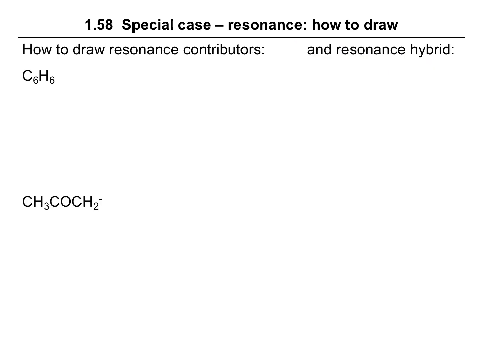Let's look at a few more examples of how to draw resonance contributors and the resonance hybrid. So our next compound here, C6H6, this is called benzene. This exists as a 6-membered ring, and we can draw this with alternating single bond, double bond. Each carbon is connected to a hydrogen, and each carbon is sp2 hybridized, which then gives us a p orbital, which gives us the pi system that's necessary for resonance.